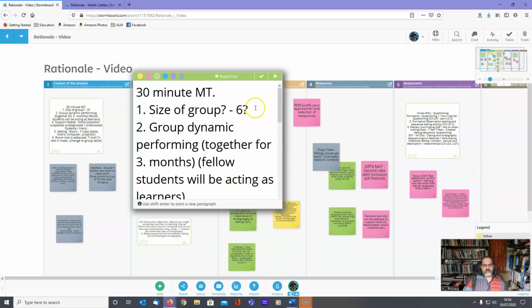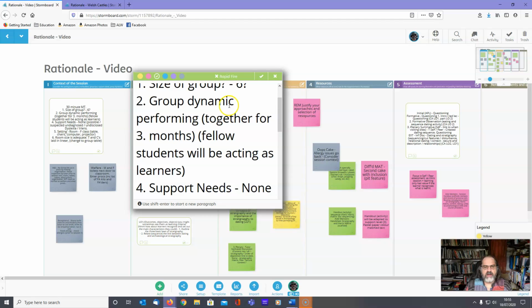Right, so size of the group. Well, I'm expecting a group of 6 for this. What I've done is I've revisited or tried to remember the micro-teach that I did, but seeing as that was a long time ago, I think the world might still have been in black and white. So I'm just trying to remember it, but it will help, I think. So, group dynamic. How is the group performing?